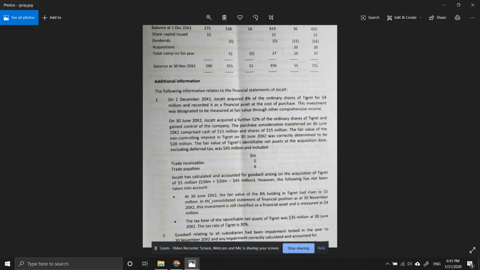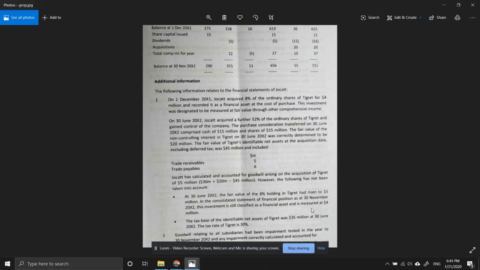So at 30th June 20x2, the fair value of the 8% holding has risen to 1 million. Remember, it was 4, 1 is increased, right? So we need to increase it as well. So that will increase our goodwill as well. Okay, always remember that. So the 1 million gain will be credited, and then after that, the investment is still classified as financial asset and is measured at 4 million.